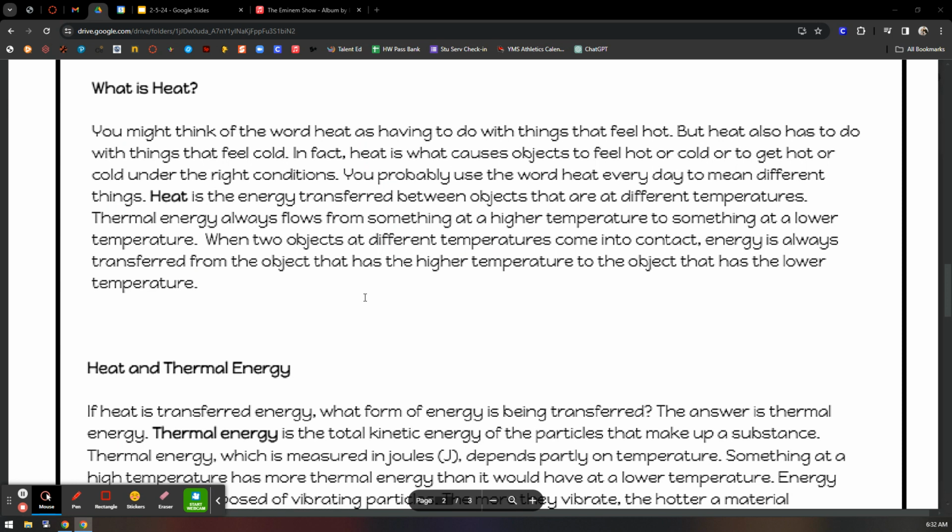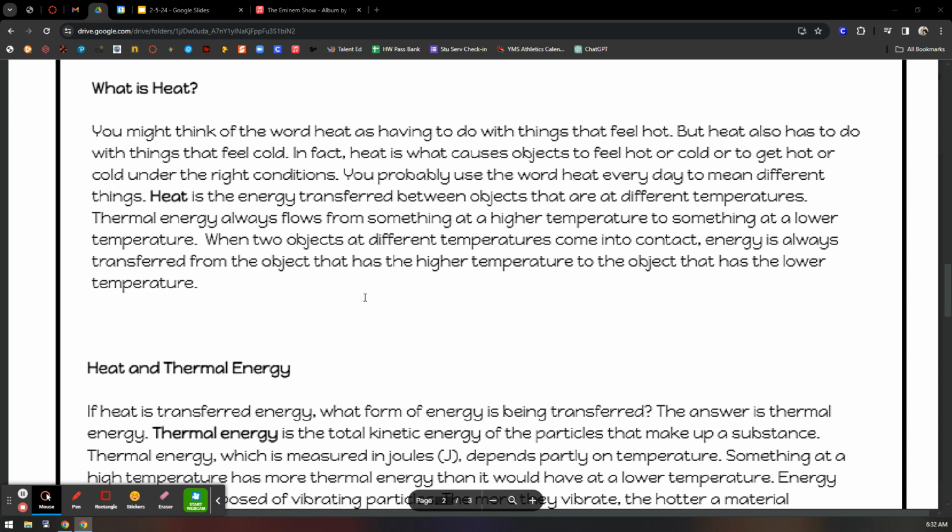What is heat? You might think of the word heat as having to do with things that feel hot, but heat also has to do with things that feel cold. In fact, heat is what causes objects to feel hot or cold, or get hot or cold under the right conditions. You probably use the word heat every day to mean different things.